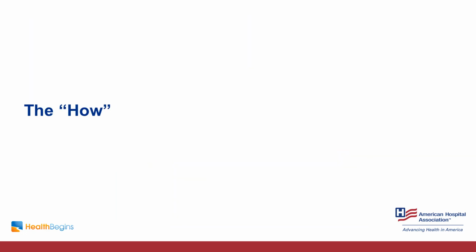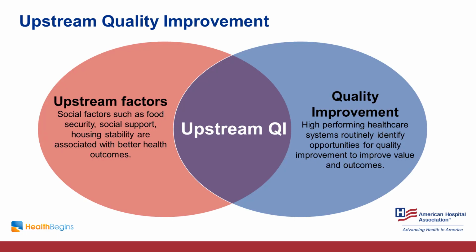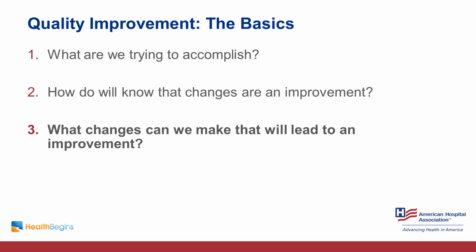So now that we've reviewed that literature and understood that impact a bit better, let's talk about what we can do about it. How do we actually address housing instability? In previous modules, we've discussed upstream quality improvement, which is this intersection of quality improvement science and experience with upstream issues and upstream factors. When we think about upstream quality improvement, let's go back to the basics. Let's, again, think about the fundamental three questions of quality improvement. In particular, let's focus in on this third question of what changes can you make that will lead to an improvement in the first place?